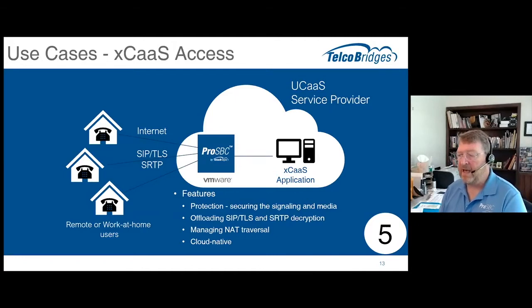In many cases, the CaaS application would prefer to not have it encrypted when it arrives, and this is basically offloading some of the security to the session border controller. And in this architecture environment, it's secured from the remote IP phone or soft client to the SBC, and then the SBC decrypts it and puts it in the clear before it sends it over to the UCaaS or CCaaS application. And again, it's going to manage the NAT traversal at the remote office. And one of the other big benefits is the fact that it's cloud native. Right? We can put this session border controller in a VMware or cloud environment alongside the UCaaS application.